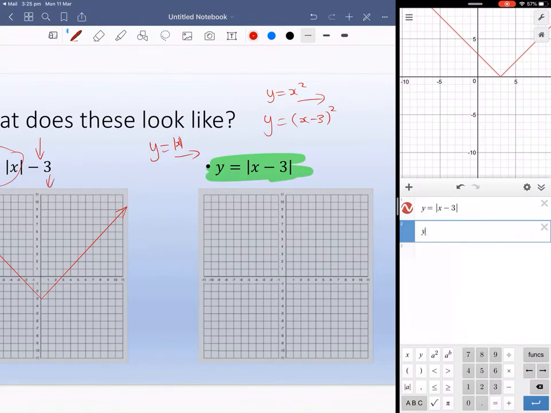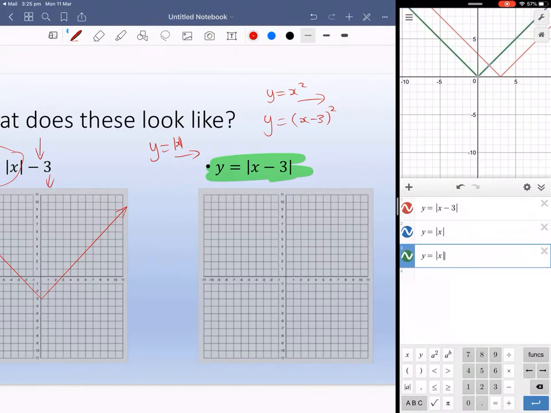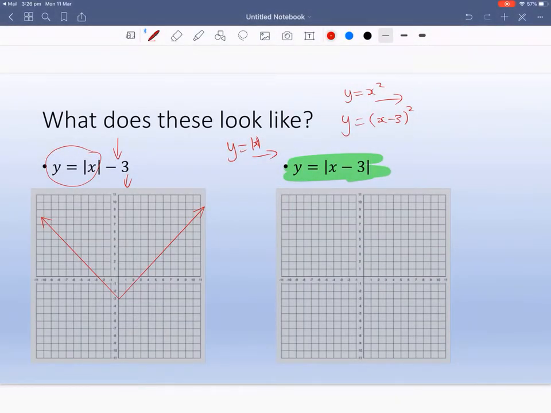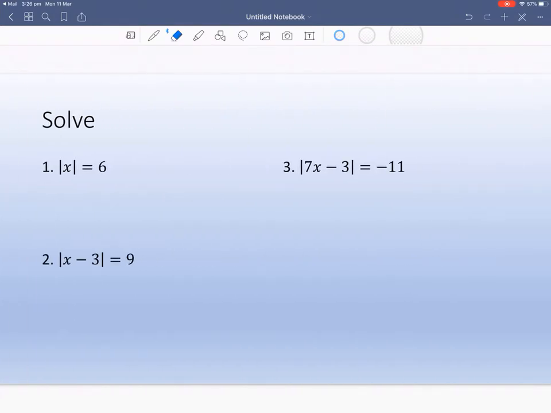I'm going to put y equals absolute value of x in. And there it is. And then I'm going to put my final one in, which is y equals, and what was that one we did before? Absolute value of x minus 3. So we've got all 3 graphs in there. Now I'm not going to draw it in there because I feel like it's going to take too much time of this video, but hopefully you can see what's going on. Then I'm going to take away Desmos, and I'm going to go to this one.